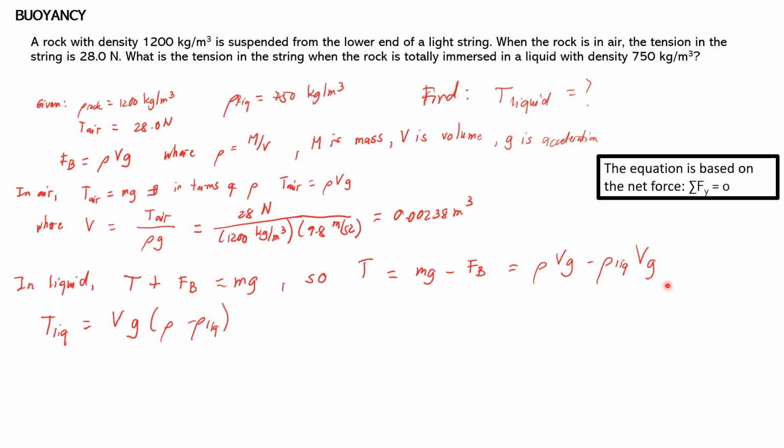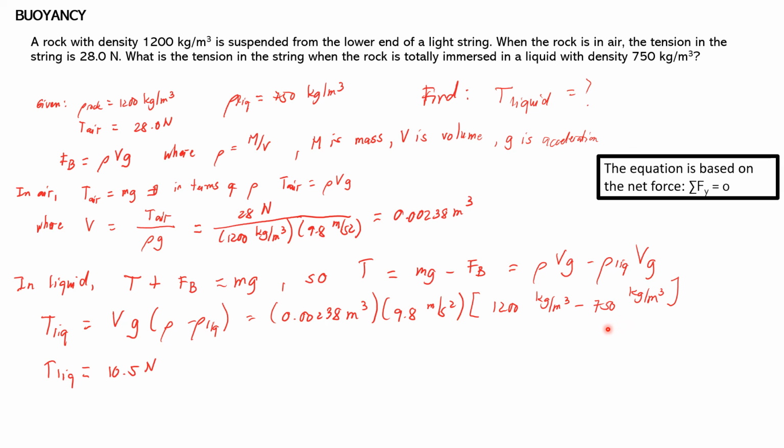Okay? So we need to find the tension in the liquid. So we can manipulate this equation. So we have Vg times the rho of 1,200 minus the rho of the liquid. And this is equal to the volume, that is 0.00238 cubic meter times 9.8 meter per second squared, and times the difference of 1,200 minus 750. So this is the density of the rock, and this is the density of the liquid. So the tension in the liquid is equal to 10.5 newtons.